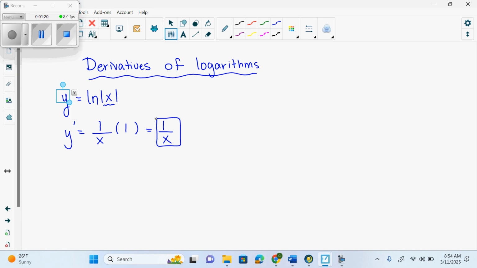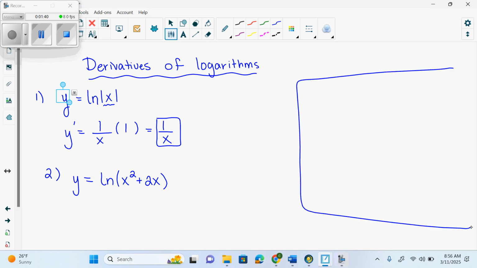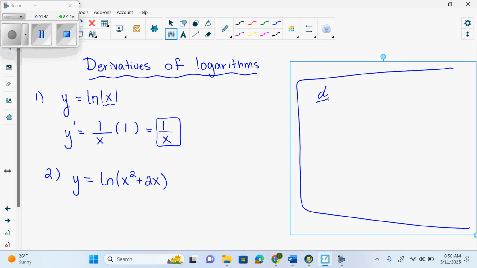Okay? You guys try this one. y equals ln of x squared plus 2x. Go. Side note. I'm going to make myself a little side note. When we did the derivative, so d over dx of e to the x.